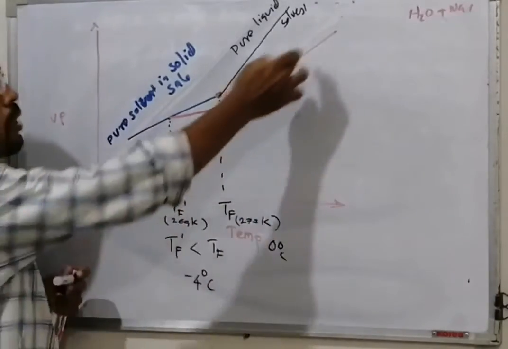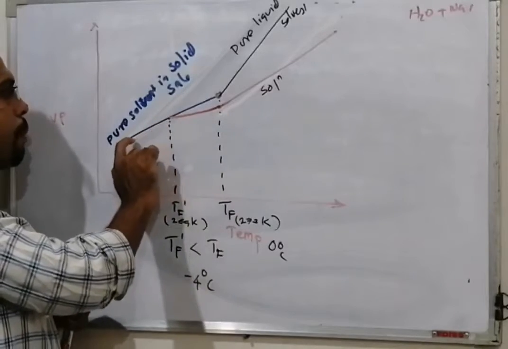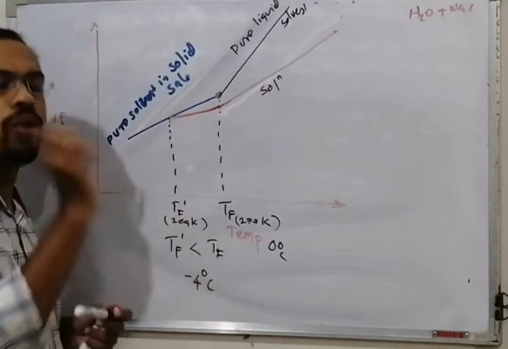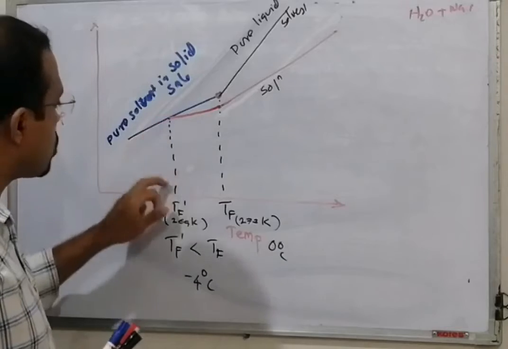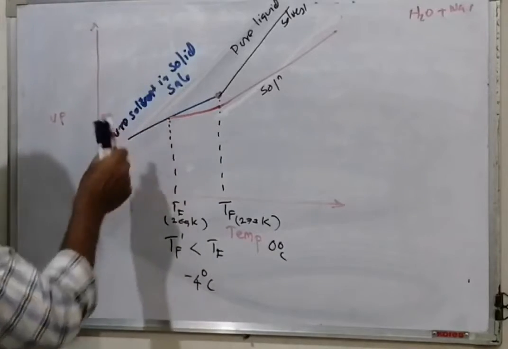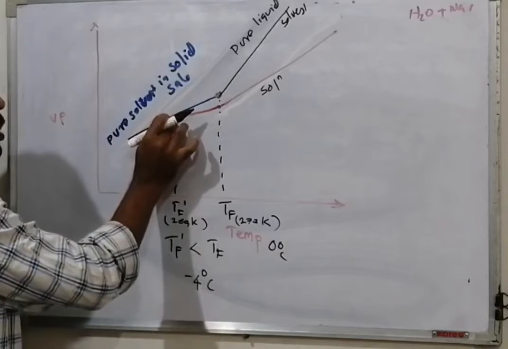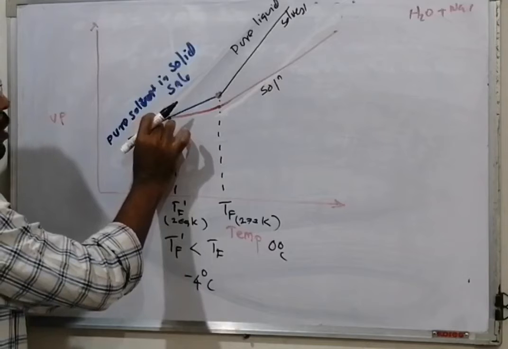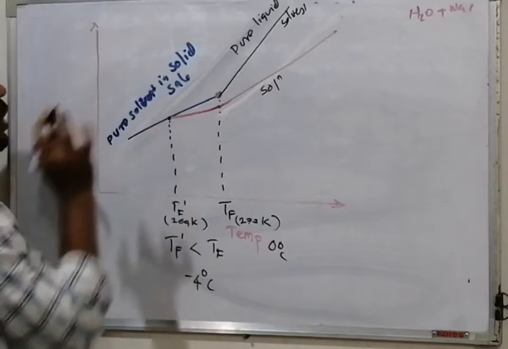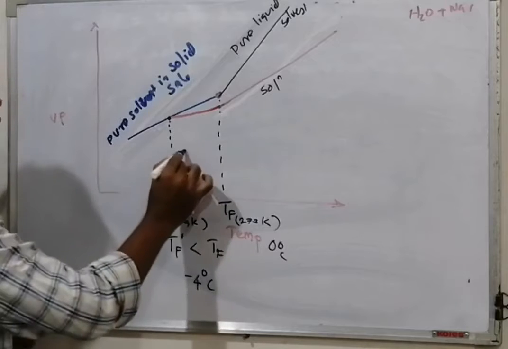This is the vapor pressure curve of the solution. That solution curve meets the pure solid solvent curve only at this temperature. And this is the point where the solution and pure solvent or ice have the same vapor pressure. Therefore, this is the freezing point of that solution. And this is the delta Tf.